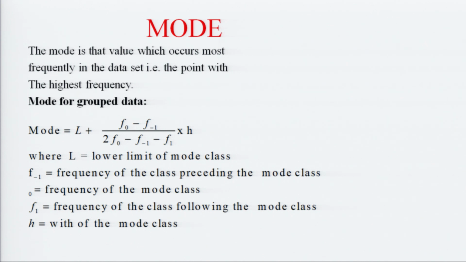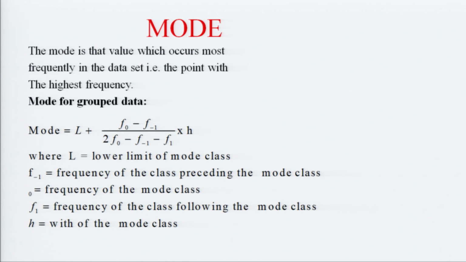The third measure of central tendency is the mode. The mode is that value which occurs most frequently in the data set, that is, the point with the highest frequency.